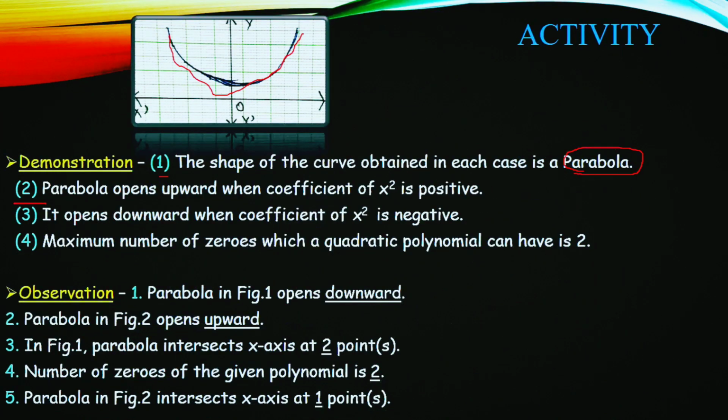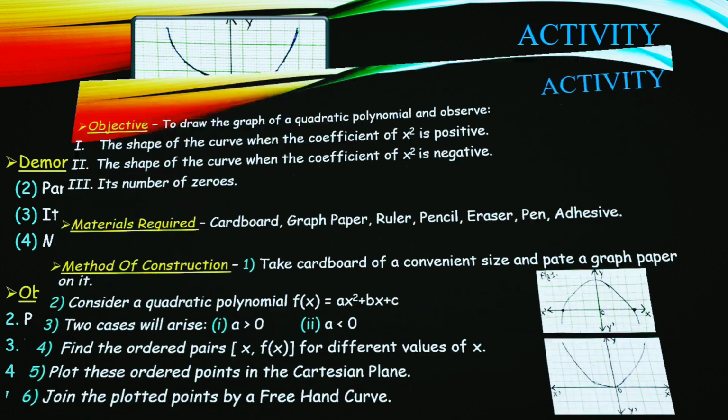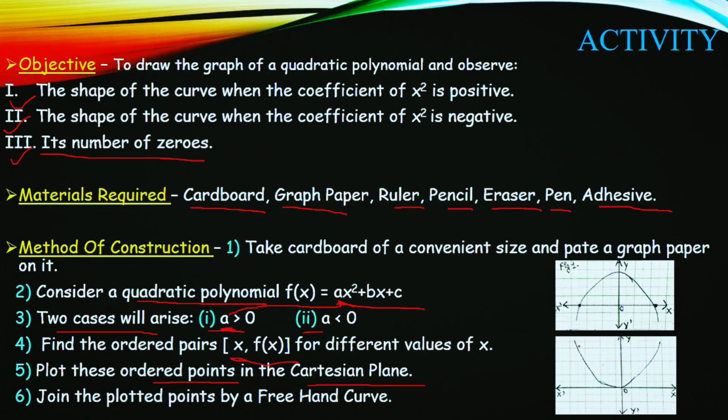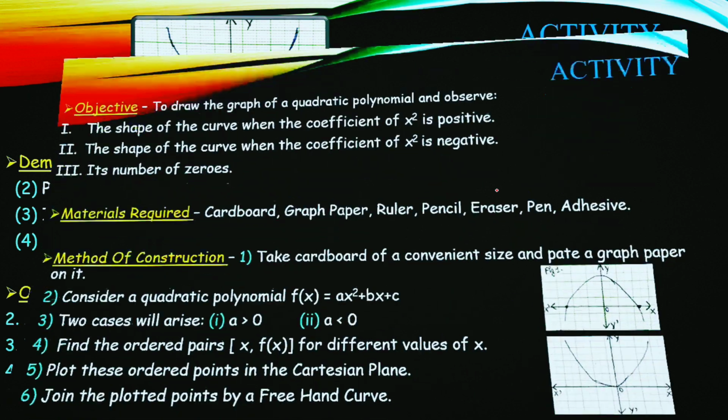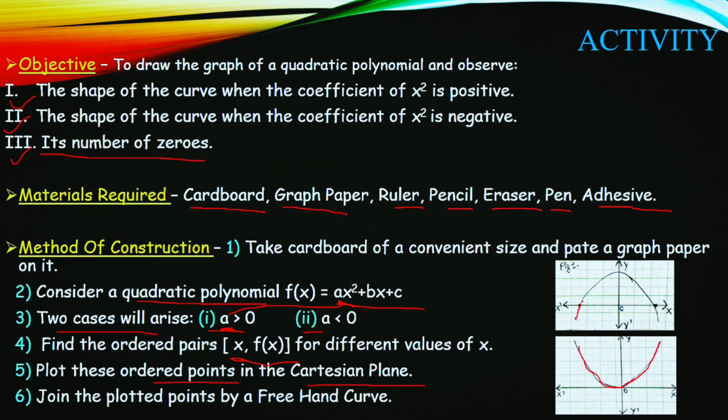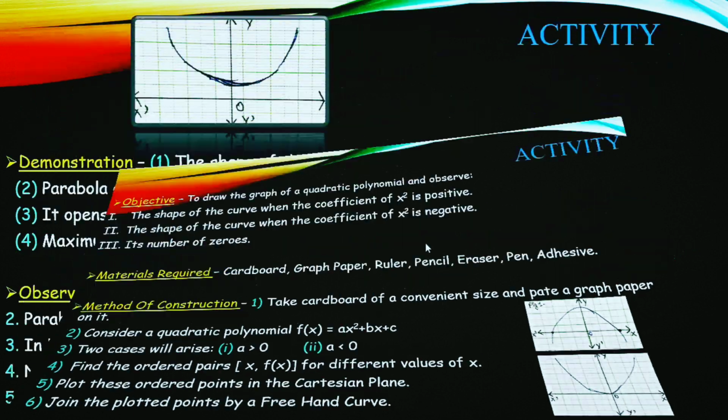Okay, the parabola opens upward. In this case, the coefficient of x square is positive. The second thing we see is that it opens downward when the coefficient of x square is negative. It means the parabola faces the downward side when the coefficient of x square is negative. So in figure 1, the coefficient of x square is negative.